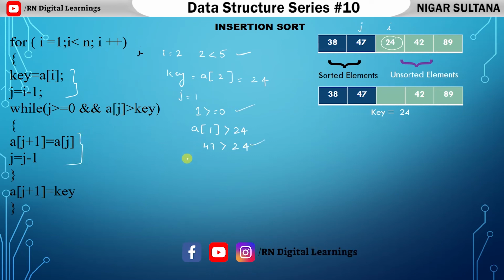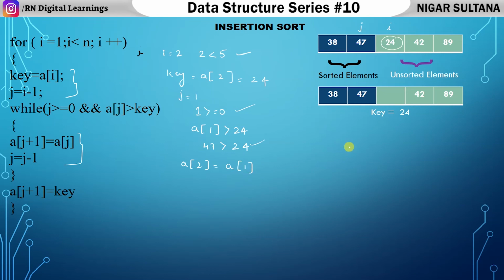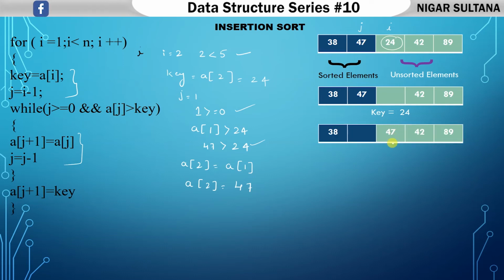What is A of J plus 1? J is 1. 1 plus 1 is 2. In the place of A of 2, I must assign the value of A of J, A of 1. What is A of 1? A of 1 is 47. I must place the value of 47 in A of 2. That is, A of 2 is equals to 47. See, in the place of A of 2, I have placed 47.